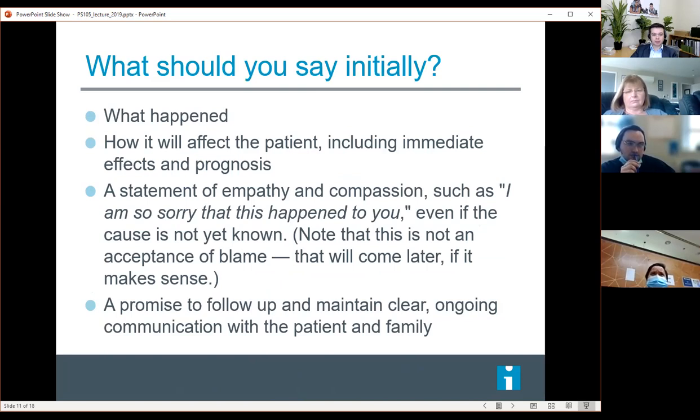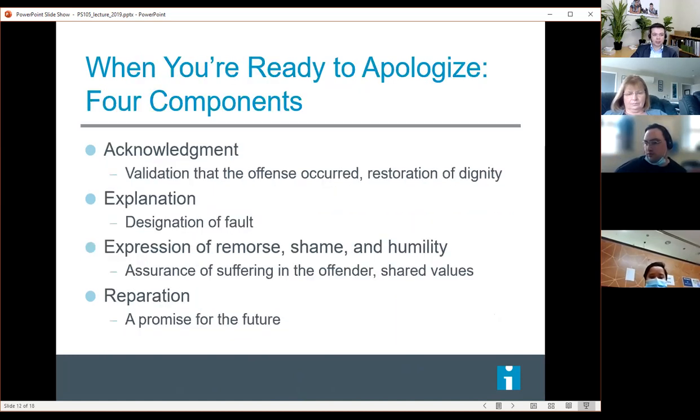And it doesn't actually acknowledge that you are solely to blame for it, or even that you're to blame at all. It's actually just showing that you're somebody who can empathize with the other person and say, you know, if I was in your shoes, I would not like it either. And then also a promise to follow it up, because they don't want to be left high and dry.